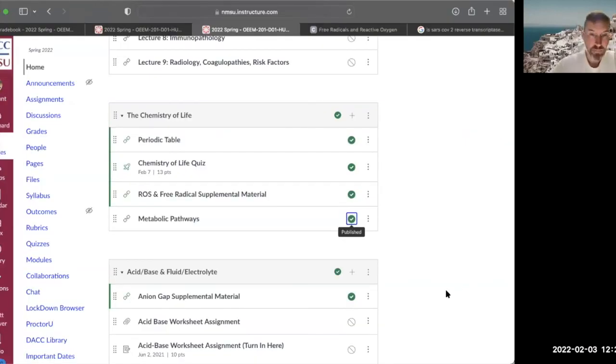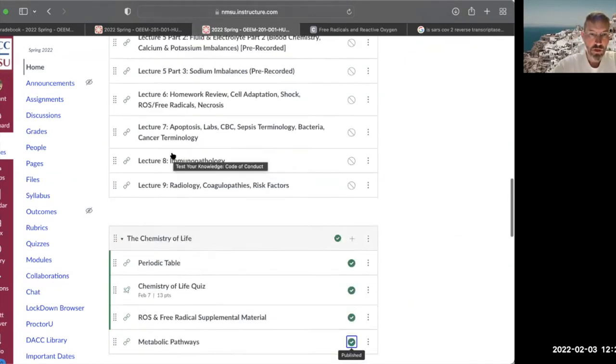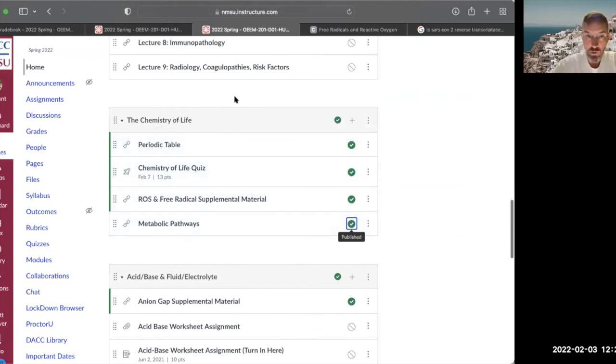All right, so if you go to the home page in the modules view, go down to the Chemistry of Life module. Now, in the Chemistry of Life module, there are 3 things that you all are going to need to do this weekend. First of all, there is a quiz that is due on February 7th. It's a short quiz, and it's a pretty basic quiz. It's not super complicated information. So make sure that you complete that quiz by the due date. The other 2 things you're going to need to do: there is a short reading assignment.